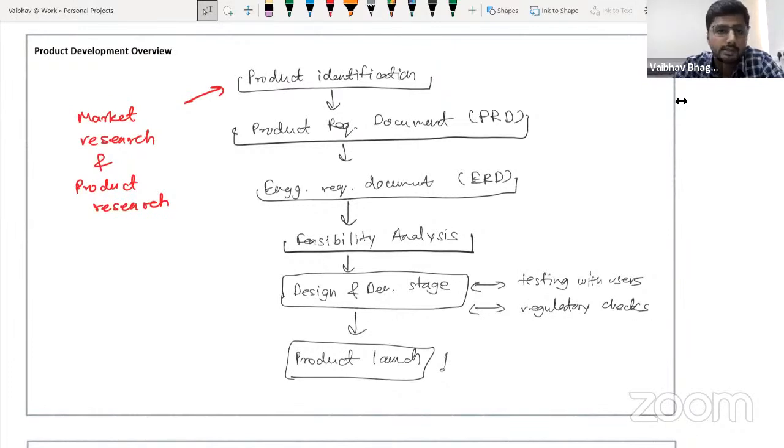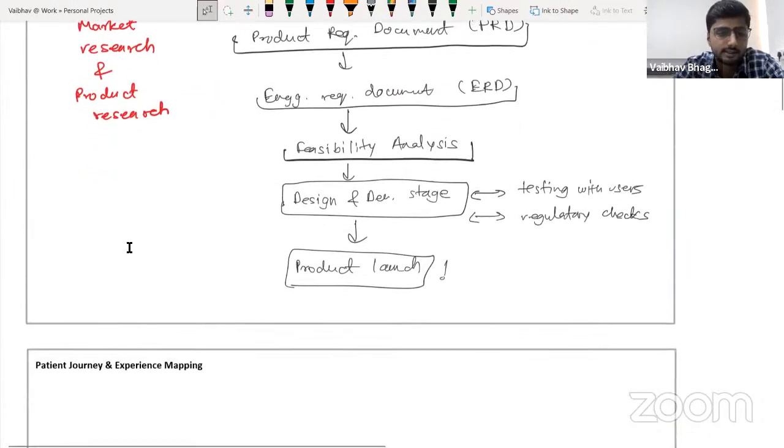So let's go to the stages of identifying a product. Basically, what all steps do you need to take care of, or carry out, in order to come up with the idea that I want to make this product or I want to solve this problem? So that is the market research and the product research phase.